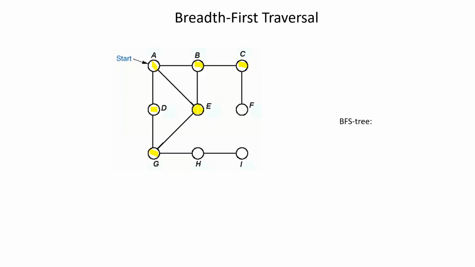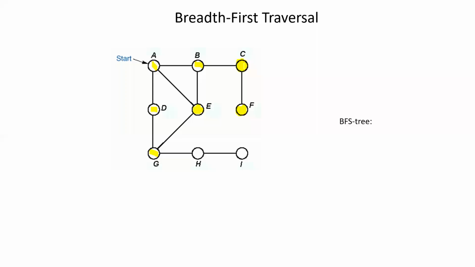Now which vertex is in front of the queue? C is in front of the queue. Which are the adjacent vertices of C? B and F. F is not visited, and B is already visited. So we insert F into the queue and mark it as visited. Now C is fully explored, so we have to delete C from the queue.